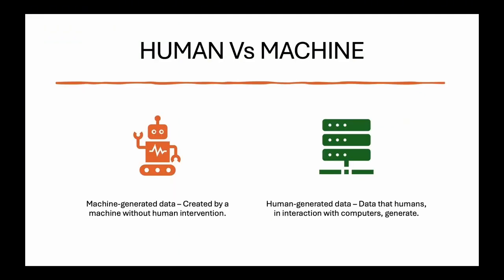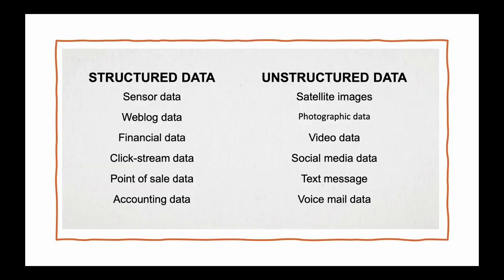في عندك human generated وفي عندك machine generated data, both structured and unstructured data كمان. يعني machine generated data من الاسم إنه الماشين هو اللي طلع الداتا without human intervention. Human generated data: الداتا written by humans in interaction with computers. هدول examples of structured and unstructured data. Structured data عندك the following: sensor, weblog, financial, clickstream, point of sale, accounting. Unstructured data عندك satellite, photographic, video, social media, text message, voicemail data. هلا text message و voicemail data are examples of human generated data. Satellite images are examples of machine generated data.